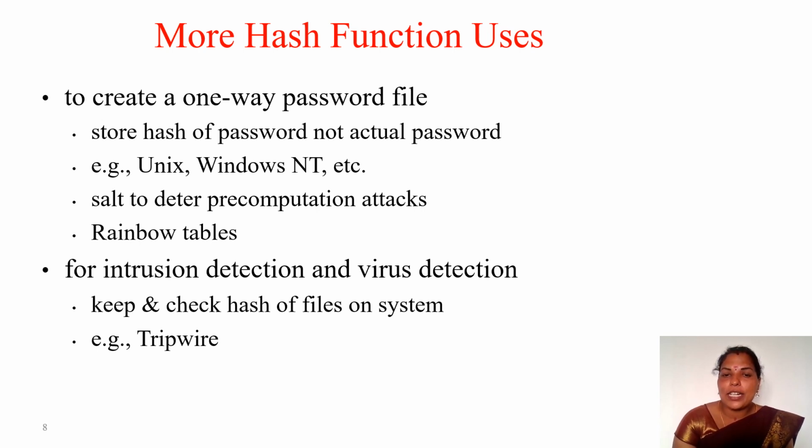Then mainly in intrusion detection and virus detection also the hash function is used. How is this hash function used in intrusion detection? The attack pattern is stored in one table, a hash table. Then whenever we get network traffic, at that time the received attack pattern is checked against the attack patterns stored in the hash table. If there is a match, then we can easily detect the intrusions or viruses based on the patterns in the hash table. That is why in intrusion detection as well as virus detection these hash functions are used. An example is Tripwire.